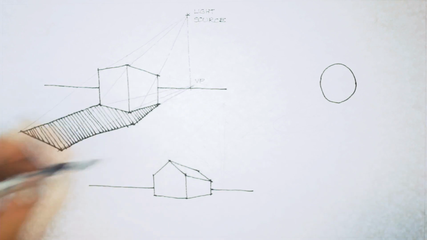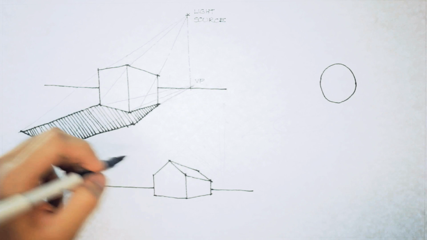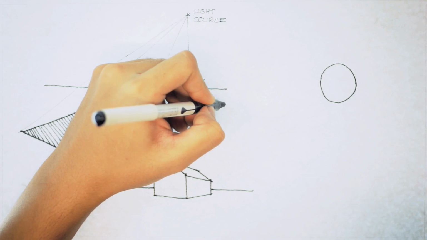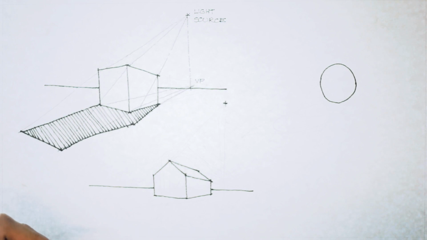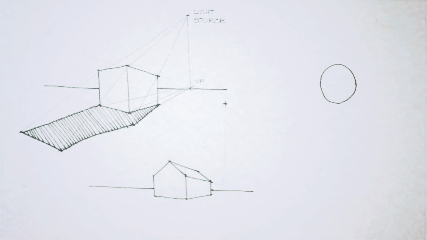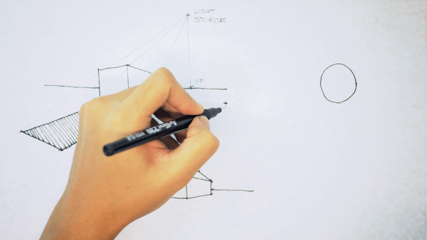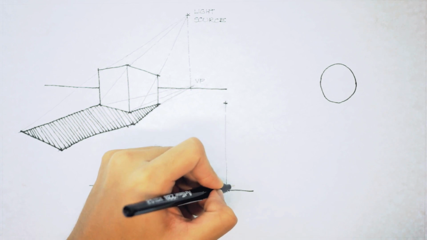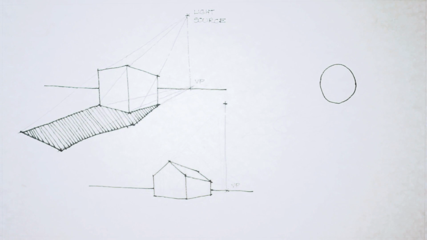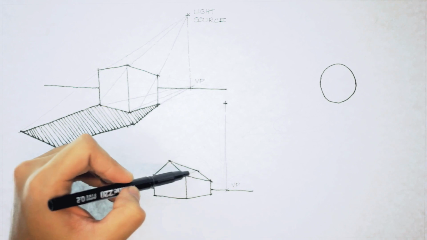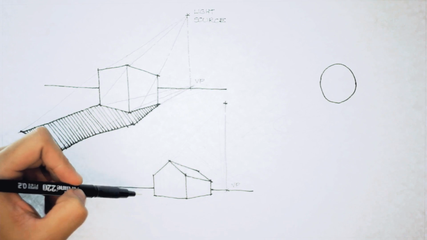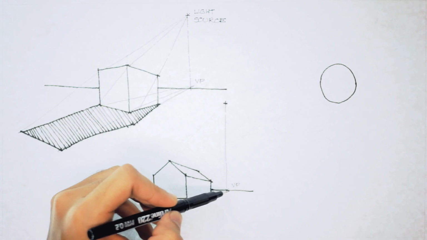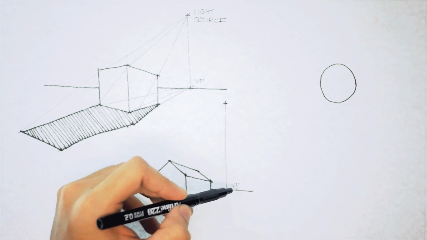Now I'm gonna do the same thing, casting the shadow for this object. What I'm gonna do again is identify the light source, projecting down the line to identify my vanishing point. Next, I'll project all the edges of the object from the light source. After that, continue with the vanishing point, projecting the line down for the ground point.